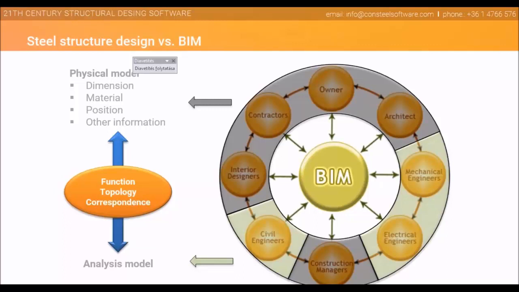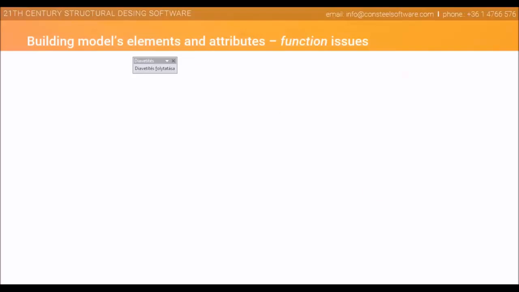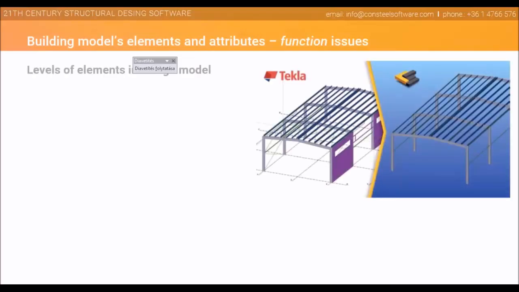The differences between the physical BIM and the analysis model can be ordered into the following categories: functions, the different roles of BIM elements in the calculation model; topology, the different positions and connections of the elements; and correspondence of the elements in the BIM model and the analysis model. From the point of view of the analysis model, especially in the case of steel design, we can categorize the elements of the physical BIM model according to their position in the calculation.